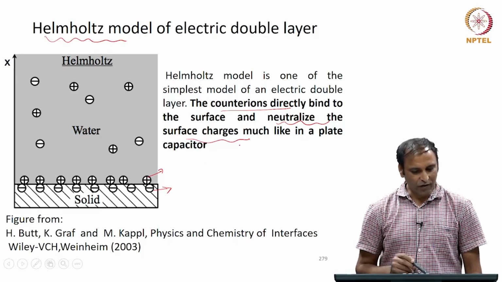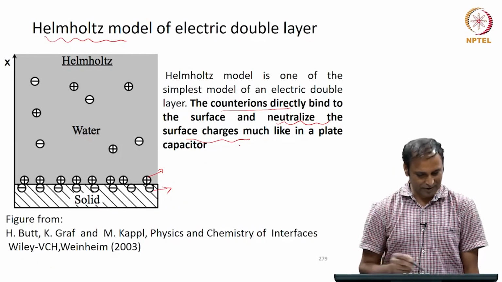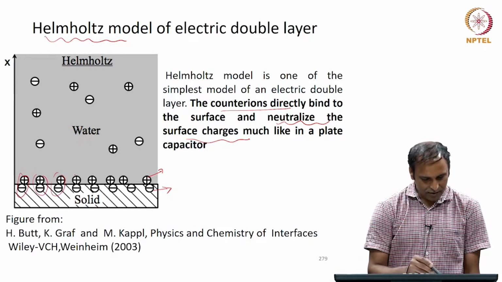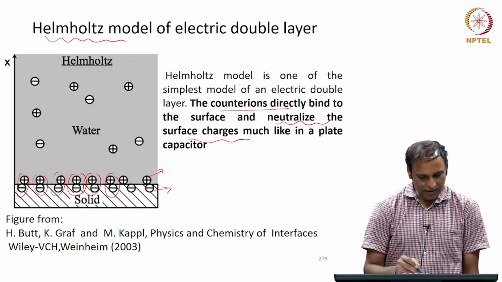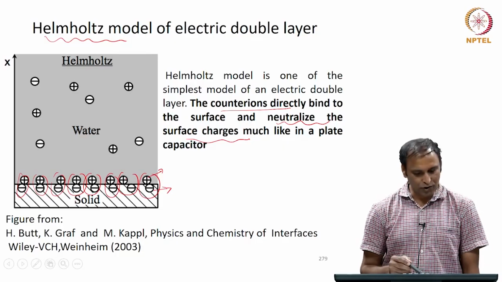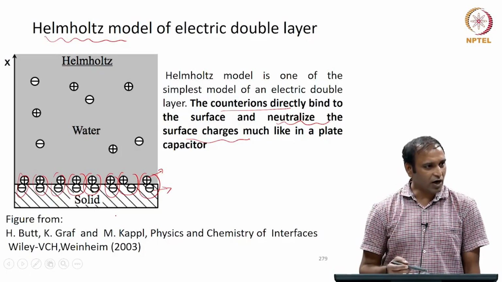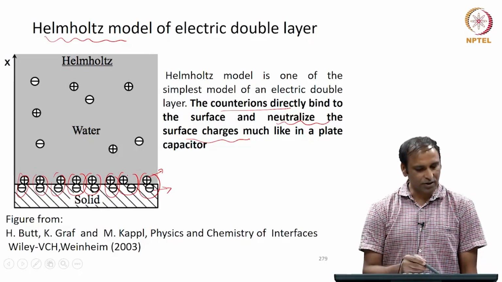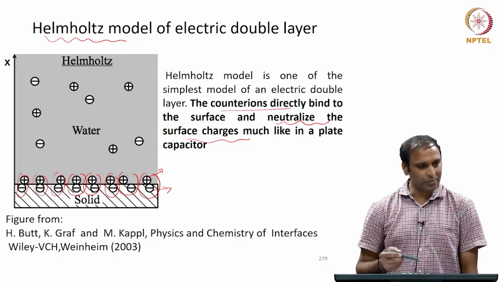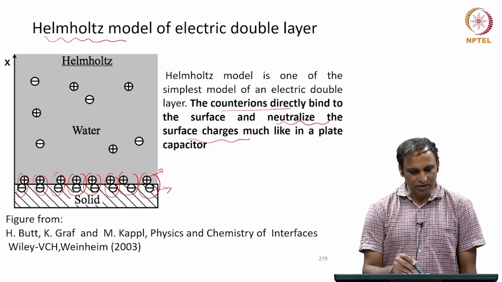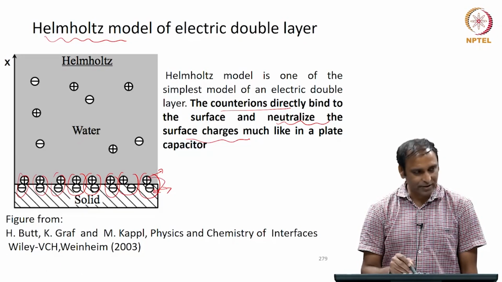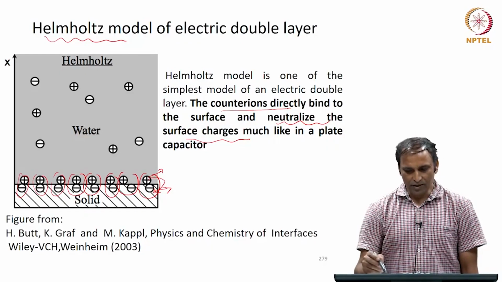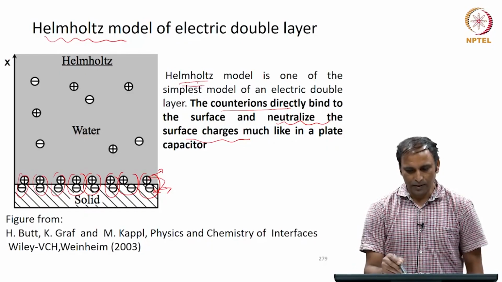Very much like a capacitor, right. When I say neutralize, you can see that there is an ion pair. For every charge on the solid surface, there is a charge in the solution which is attracted to the surface, and they are tightly bound, and the charges in the solution essentially neutralize the charges on the particle surface. That is one of the simplest models of the electrical double layer.